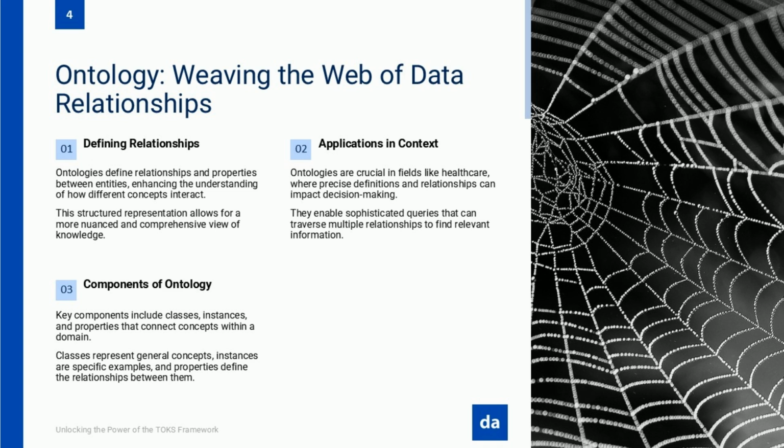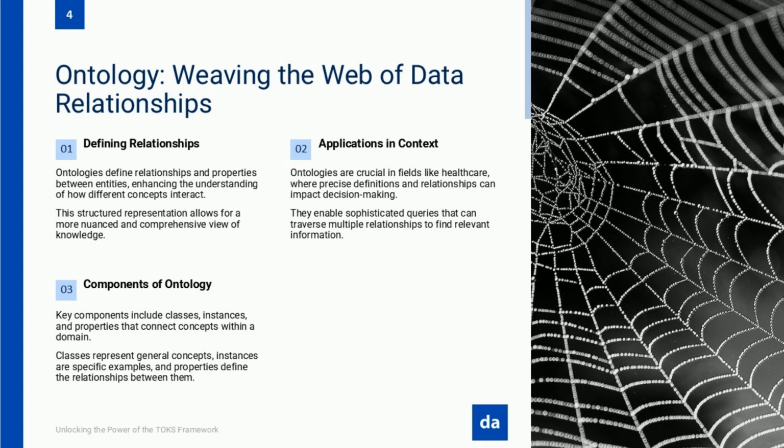This allows for a more nuanced and comprehensive representation of knowledge, enabling systems to understand not just what things are, but how they relate to one another. At the core of ontologies are three key components: classes, instances, and properties. Classes represent general concepts or categories similar to the nodes in a taxonomy. Instances are specific examples or individuals within those classes. Properties are the attributes or relationships that connect classes and instances.